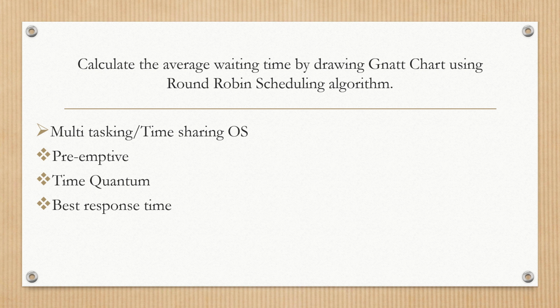So what is a multitasking or time sharing operating system? We have already discussed it when we covered different types of operating systems. When you are using your system in parallel, you are multitasking, right? You will be browsing something in your browser, in parallel you can open a Word document and write something, and in parallel you can play a video and watch a movie, right?